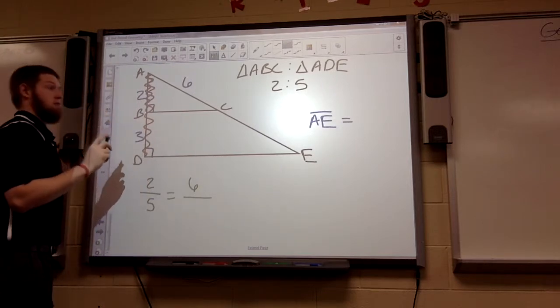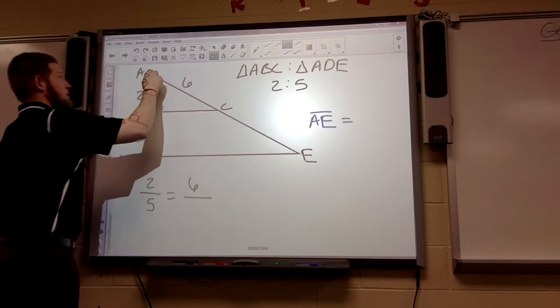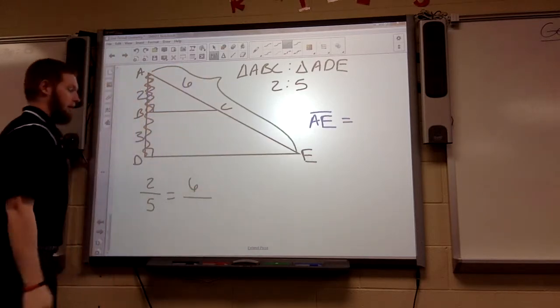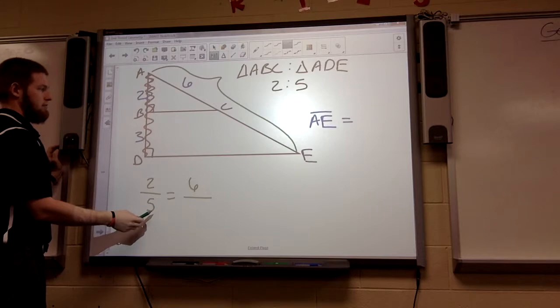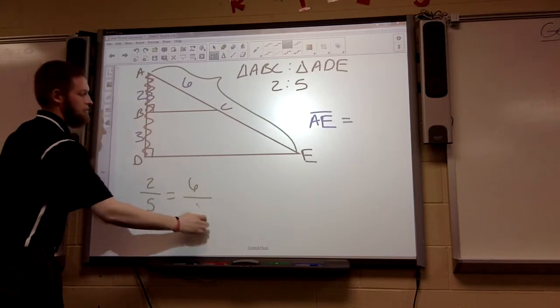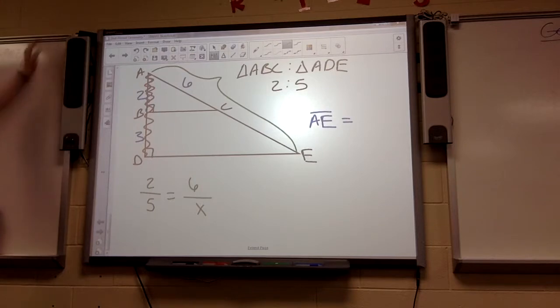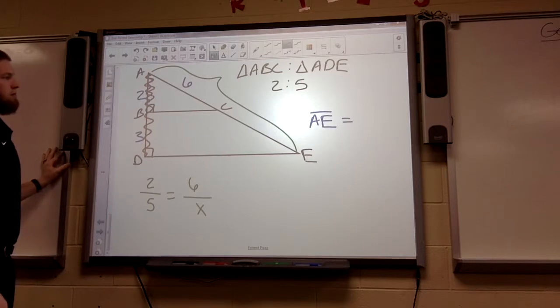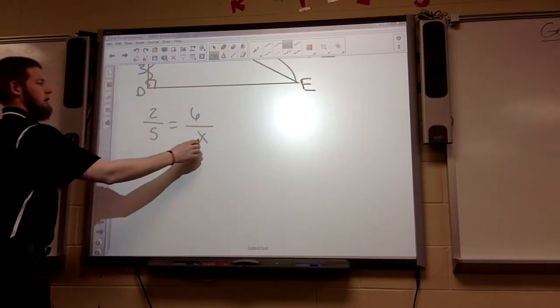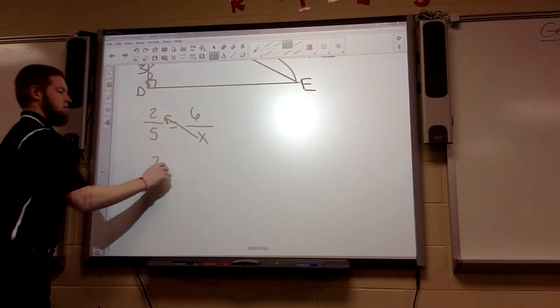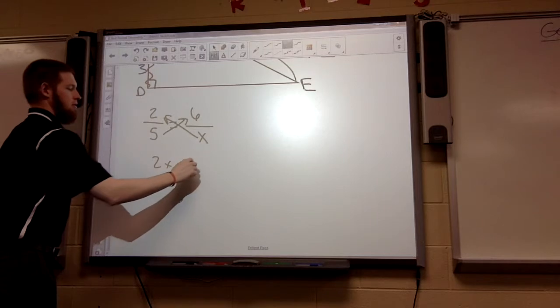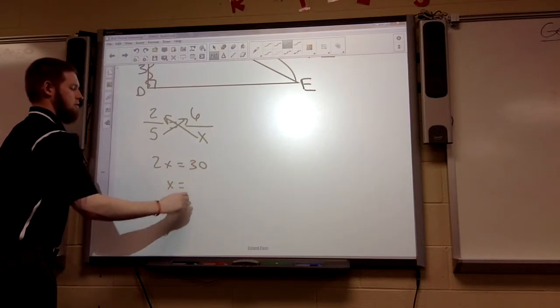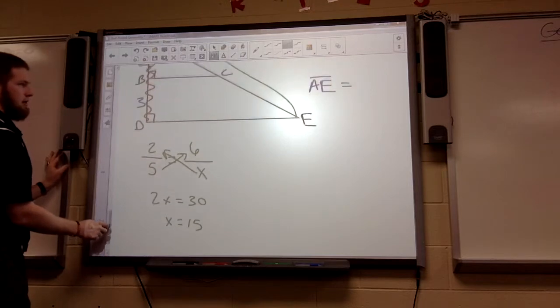There's a couple ways you could solve this. Do we just want to do x? Because that's what I'm trying to find anyways, right? And I did the small to the big and the small to the big. So, 2 over 3 plus... 2 over 5 equals 6 over x. Here, I cross multiply and I get 2x, and I cross multiply and I get 30, so x equals 15.